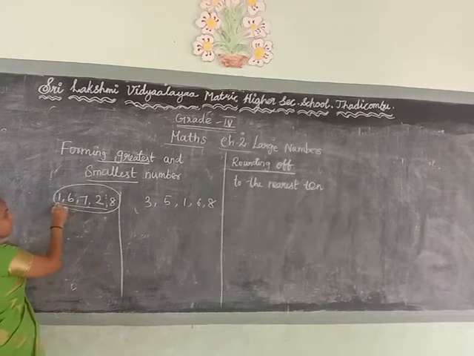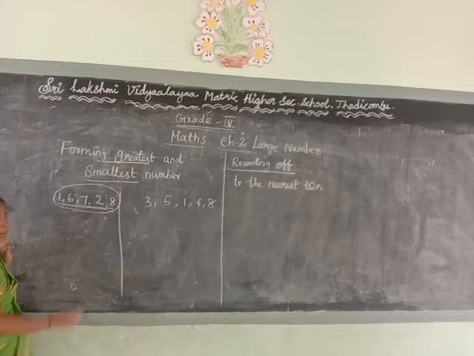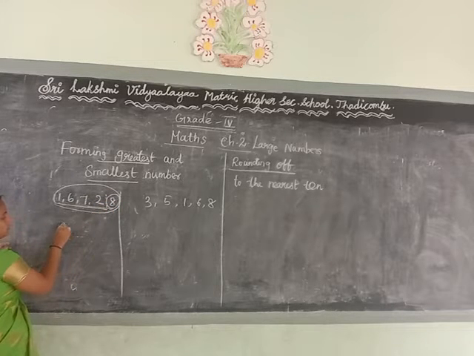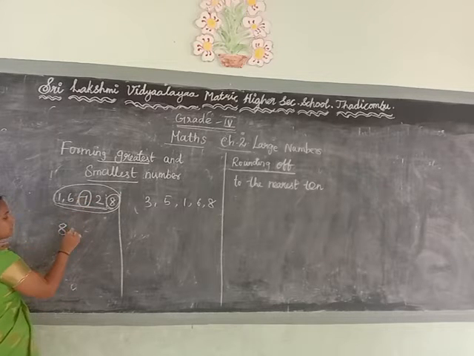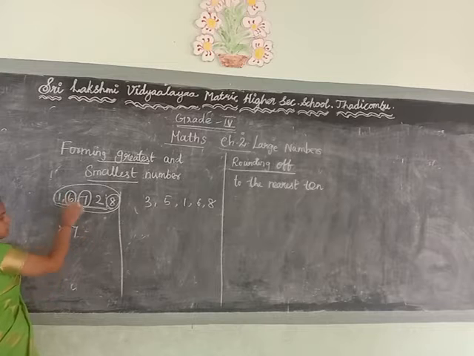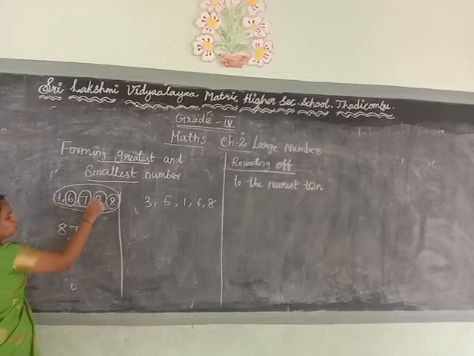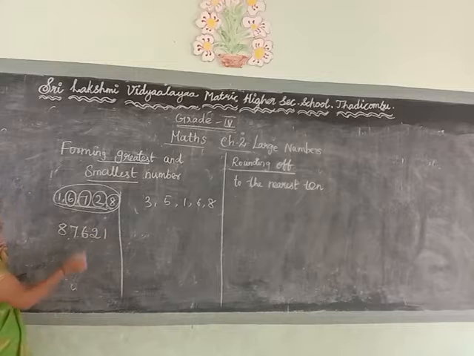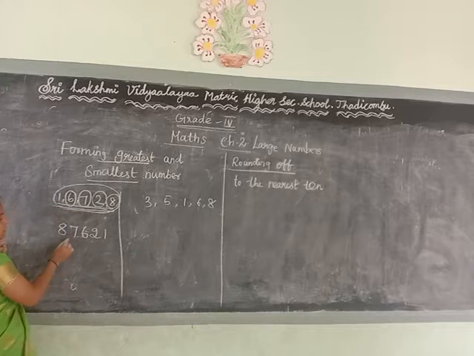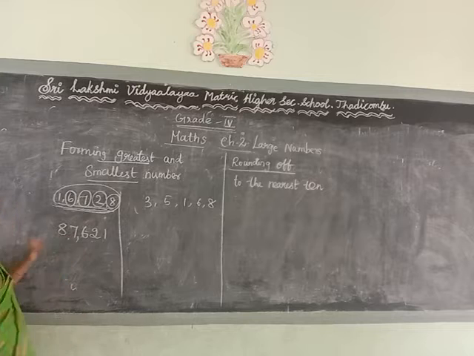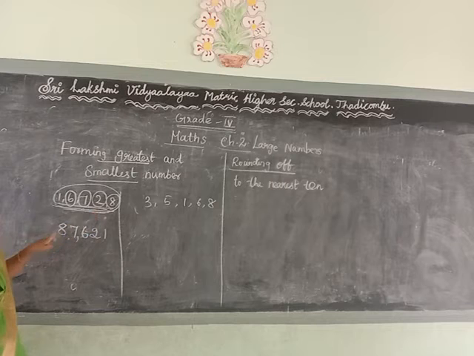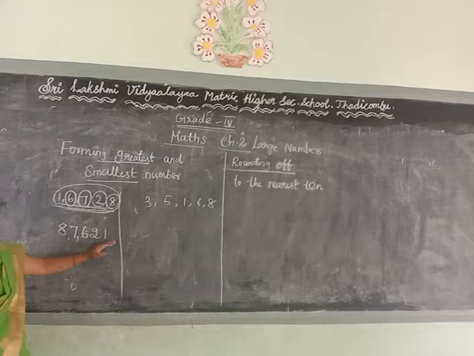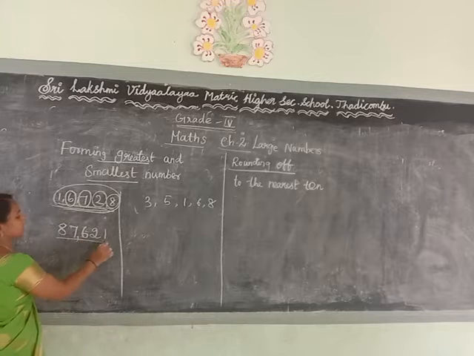So for the greatest number, which is the biggest number here? Number 8. Yes or no? Yes. Next, which is the big number? It is number 7. Next, number 6, and 2 and 1. So the greatest number is 87,621. Clear now? So first we have to write the big number. In the sense that the given numbers we have to arrange from big number to small number. Clear? So this is the greatest number.